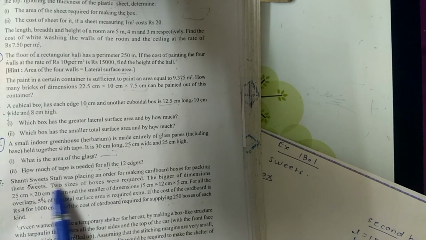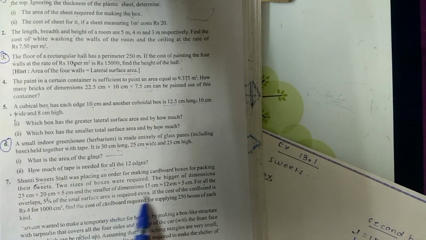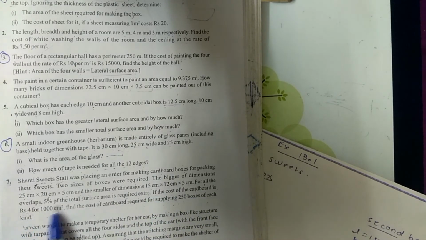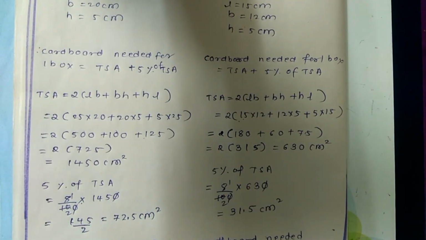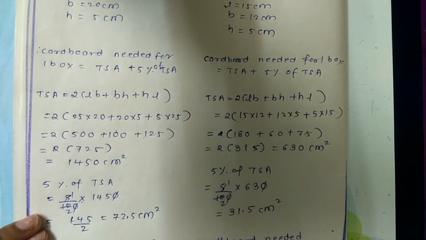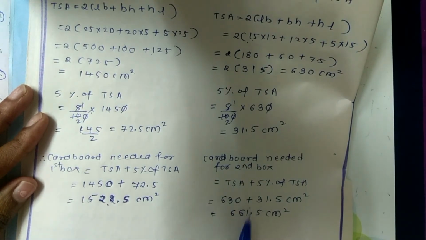So we will go back to the question. It is given, find all the overlays and 5% of total surface area found, if the cost of cardboard is rupees 4 for 100 centimeter square, then find the cost of cardboard required for supplying 250 boxes of each kind. So we have to find out the total cost of cardboard. So the area of cardboard needed for the first box is this much, and for the second type of box this much.